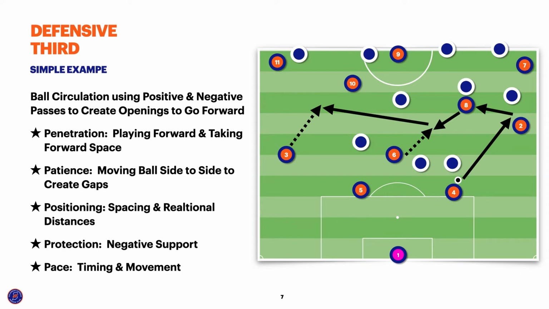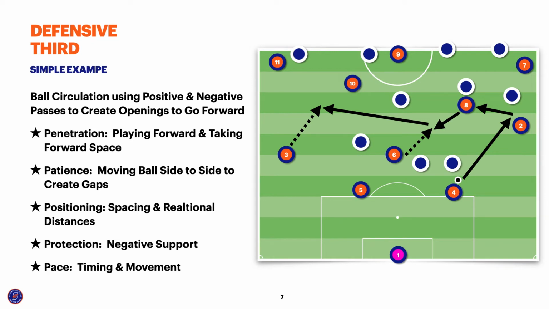So being able to penetrate and taking forward spaces, the patience to move the ball side to side to create the gaps, but then your positioning. So how are you receiving the ball? How are you spacing? Are you within a teammate's area to be able to support them?